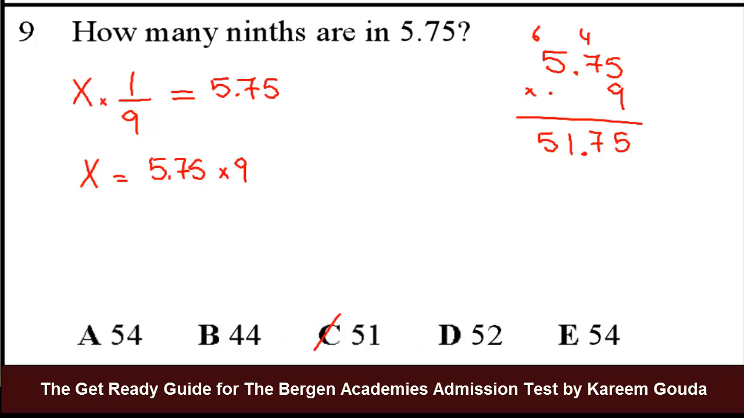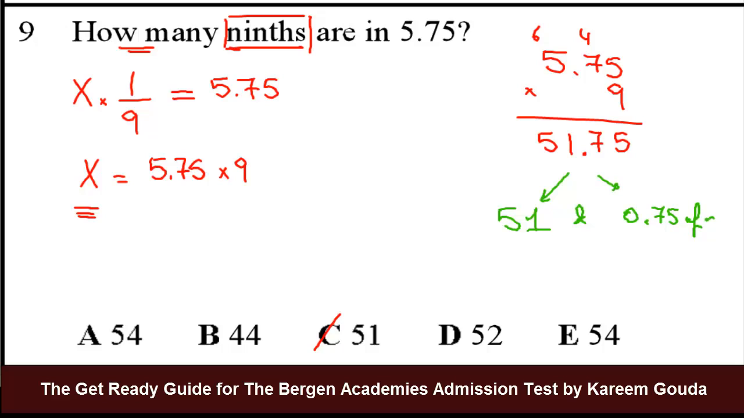Why? What am I multiplying here? What am I trying to find? What is 51.75? It's x. And what's x? It's how many ninths. So basically what you just got here is that you have 51.75 ninths. So you have 51 ninths, and you have 3/4 of a ninth. Now the question says how many ninths. So you have 51 ninths and only part of a ninth. So I don't care about this one. I only have 51 ninths.